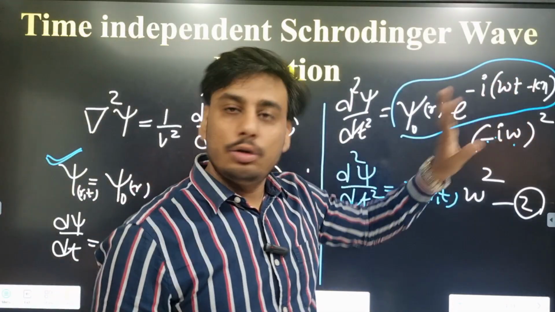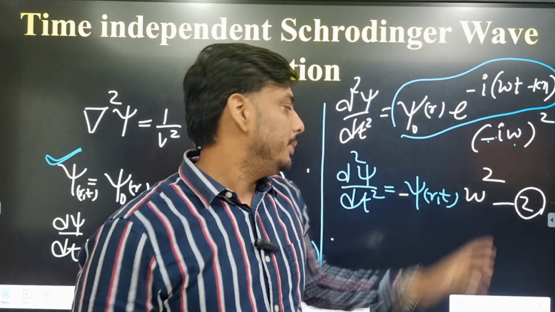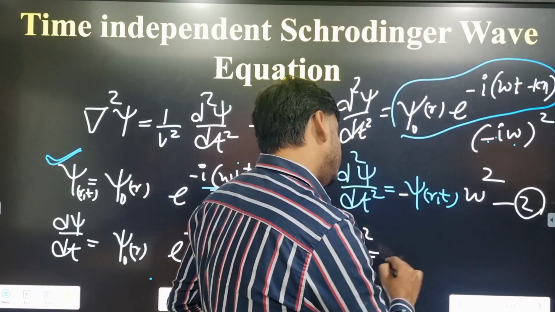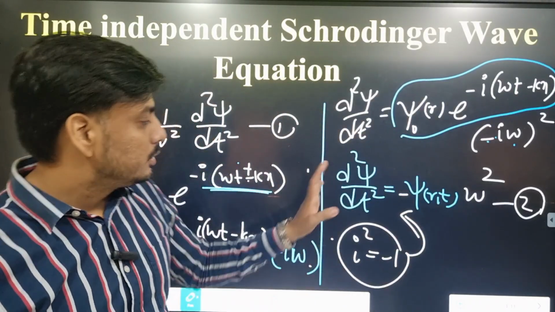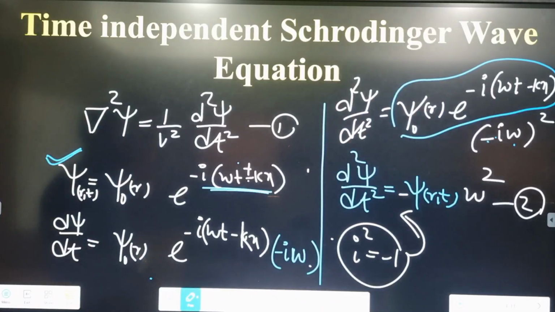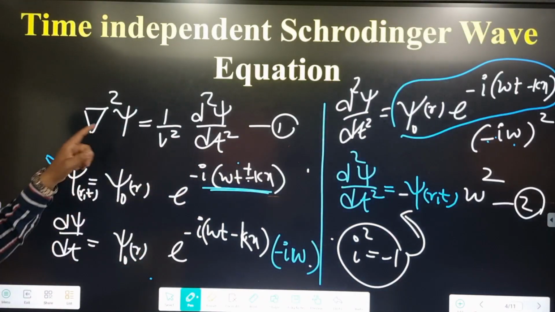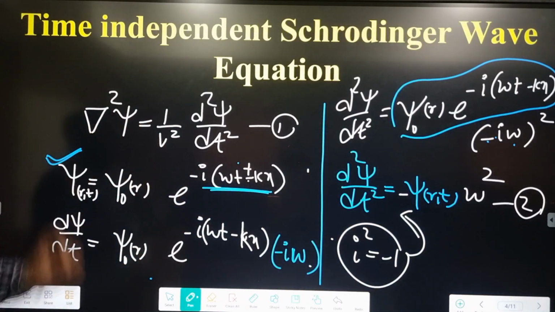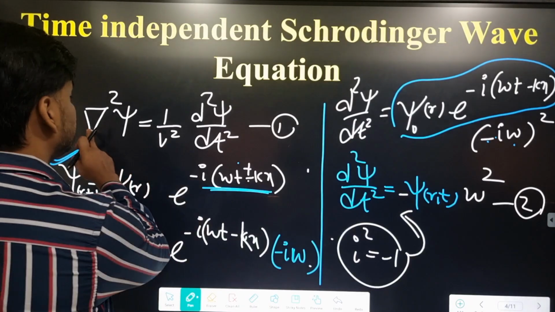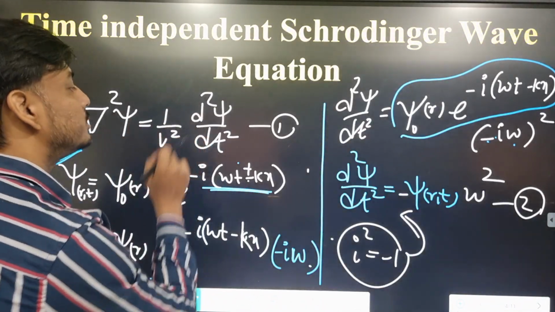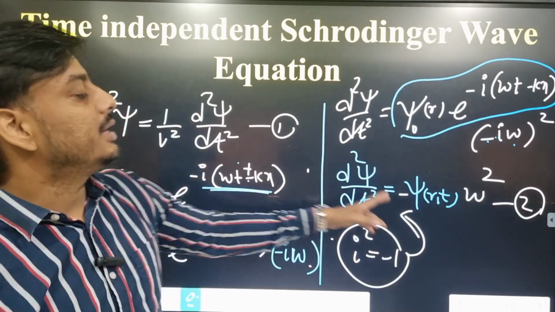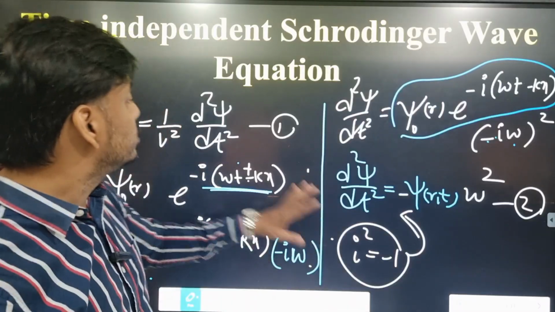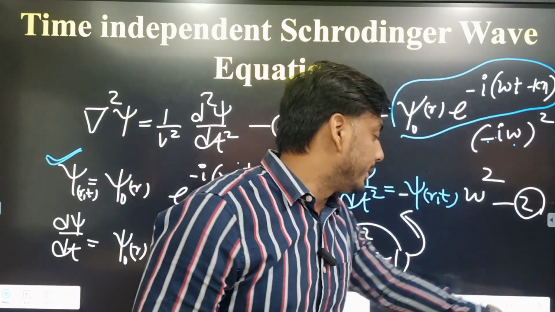The negative sign, its square will be plus, and i square is nothing but minus 1, so we use that here: i square is minus 1 omega square, so we get d square psi by dt square equal to minus psi omega square. Now you can use that value in equation number 1. Clear? Equation number 1 says del square psi equal to 1 by v square d square psi by dt square, and in case of d square psi by dt square we get minus psi omega square. We have to just use that in equation number 1.